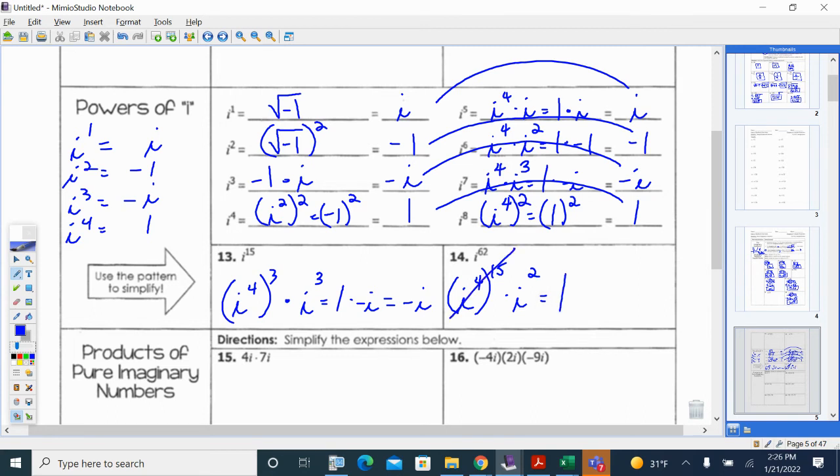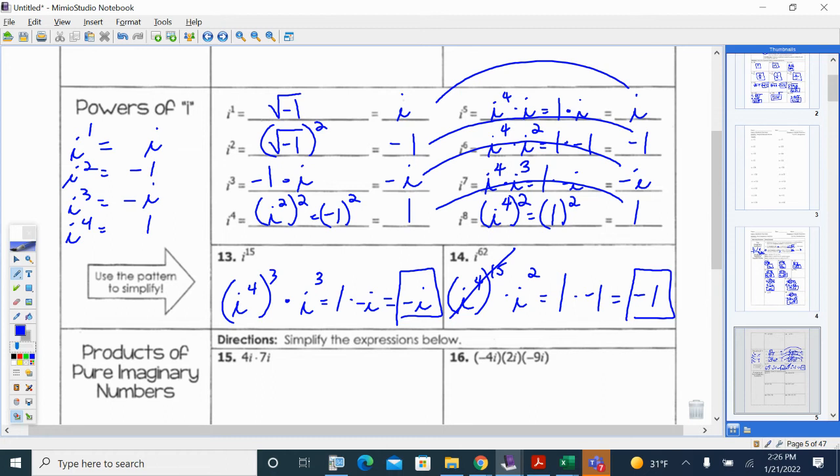So basically, the reason why I'm using i to the 4th is because I know that i to the 4th is 1, and I'm trying to get rid of all just the plain 1s and figure out what my leftovers are. i squared, if you go back to the chart, i squared is -1, and 1 times -1 is -1.